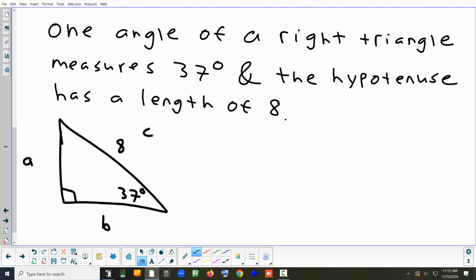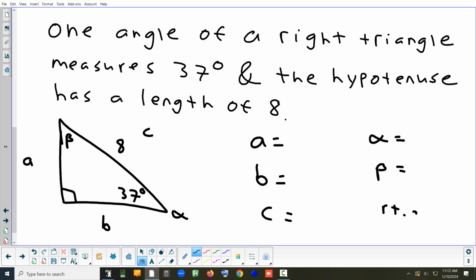Alpha. Yeah, 37 is going to be my alpha. And the angle up at the top? Beta. Okay, so what I do off to the side is I make a table. Put your 3 sides in one column, and then your 3 angles in the other column. You don't really need a name for the 3rd angle because it's always the right angle.